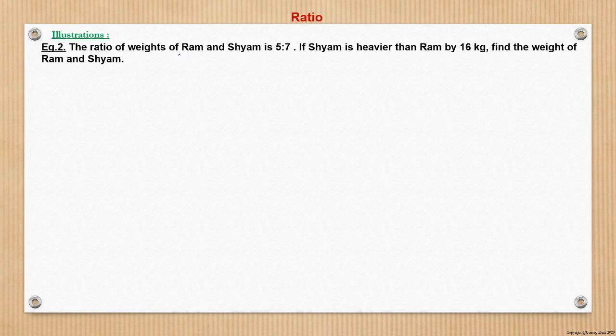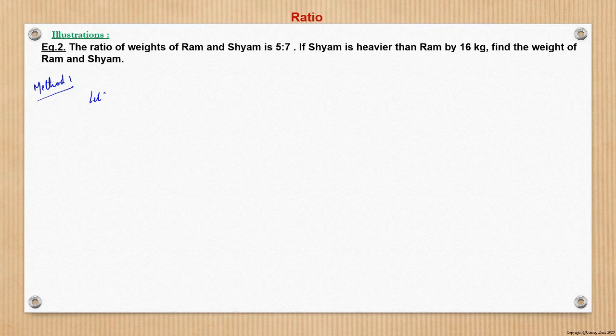The ratio of weights of Ram and Shyam is 5 is to 7. If Shyam is heavier than Ram by 16 kg, find the weight of Ram and Shyam. So again, a similar question. Method 1: again I go by the equation approach.